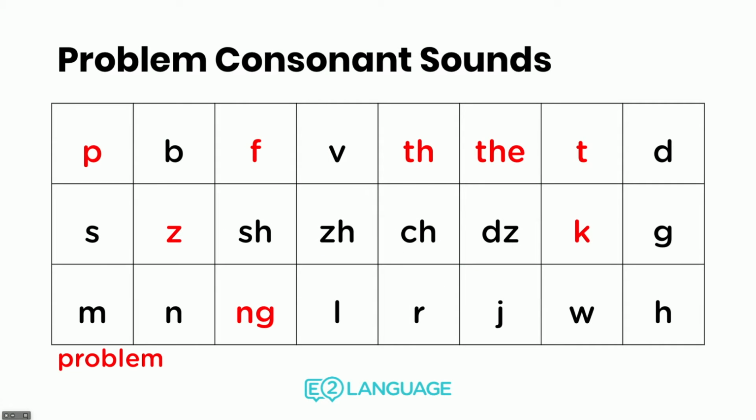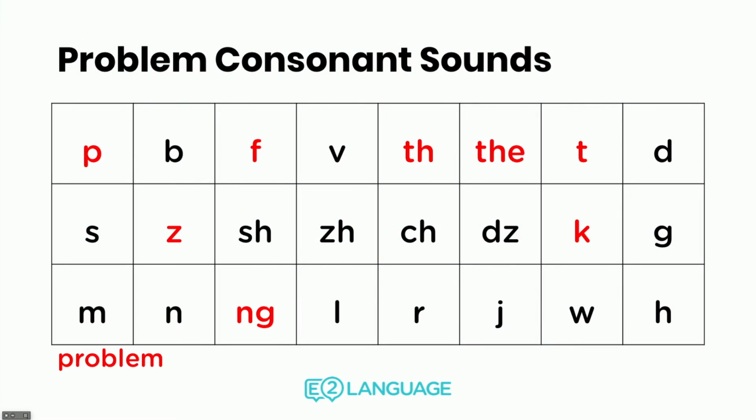Cool. Okay. Here are all of the consonant sounds in English. P, b, f, v, th, th, t, d, s, z, sh, zh, ch, j, k, g, m, n, ng, l, r, y, w, and h. They are all of them. The problematic ones are the p, f, th, th, t, z, k, and n. The reasons why these are problematic is perhaps they just don't exist in your first language, or maybe they exist but in a slightly different way. For example, the difference between p and b, which we're going to focus on as well.